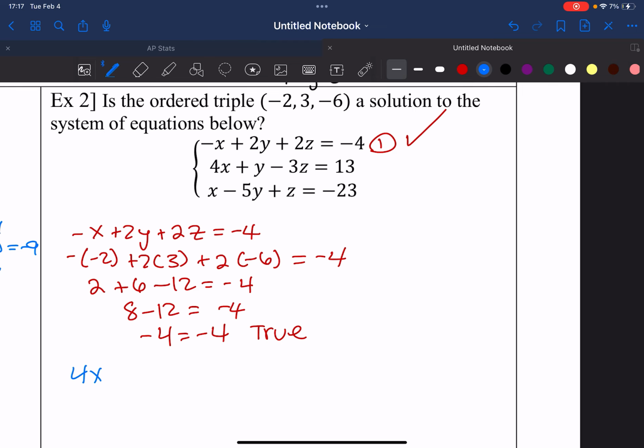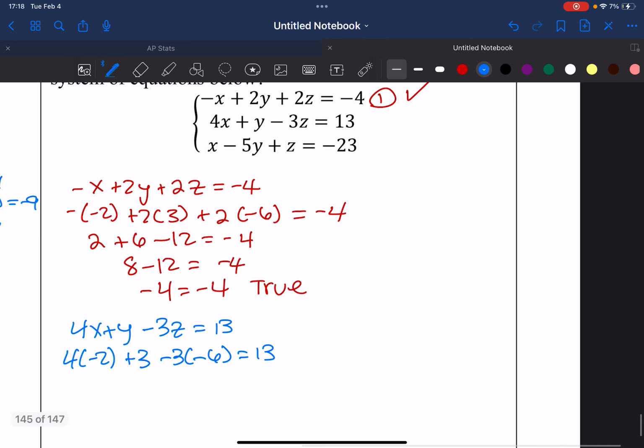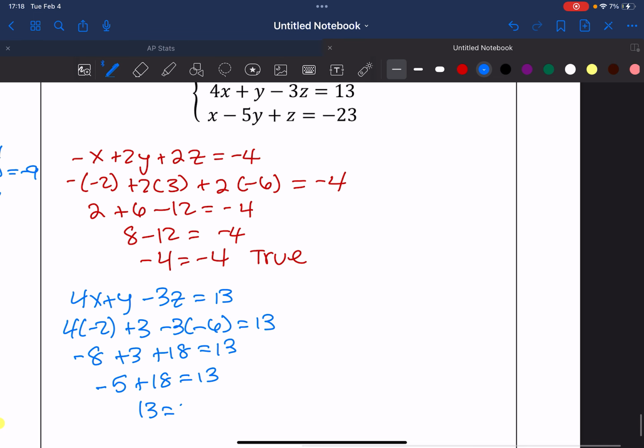So 4x plus y minus 3z is equal to 13. So 4 times negative 2 plus 3 minus 3 times negative 6 is equal to 13. Negative 8 plus 3 plus 18 is equal to 13. Negative 5 plus 18 is equal to 13. So 13 is equal to 13. True.